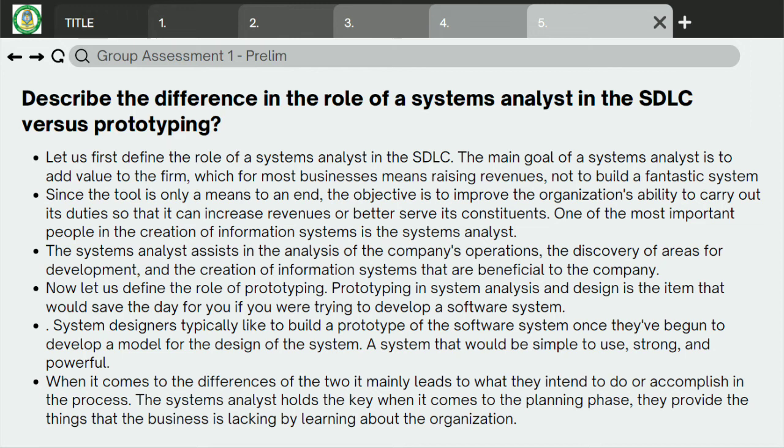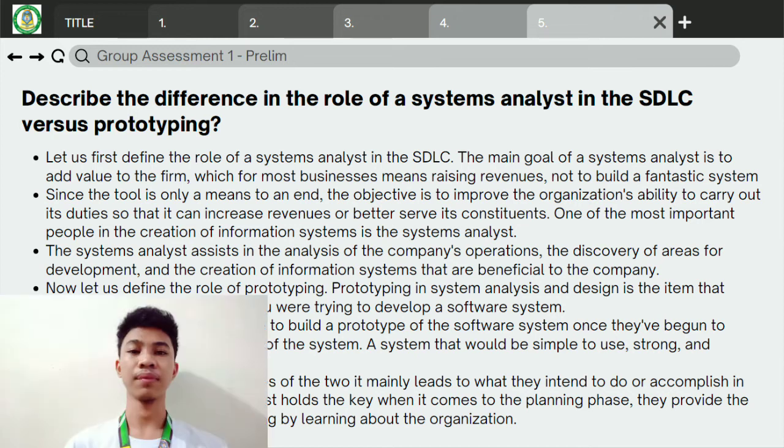I will discuss the difference in the role of the systems analyst in the SDLC versus prototyping. Let us first define the role of a systems analyst in the SDLC. The main goal of a systems analyst is to add value to the firm, which for most businesses means raising revenues, not to build a fantastic system. Analysts may try to create a great system without fully comprehending how the system would integrate with an organization's goals, existing business processes, and other information systems to give value.